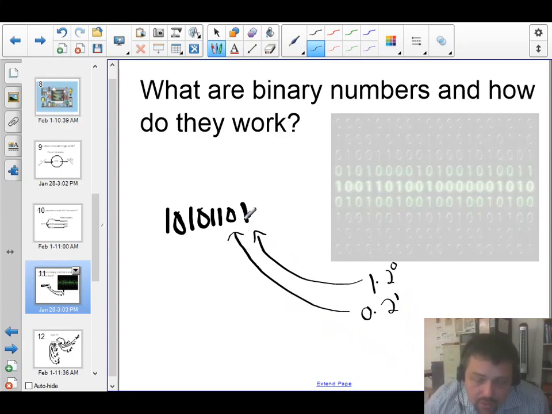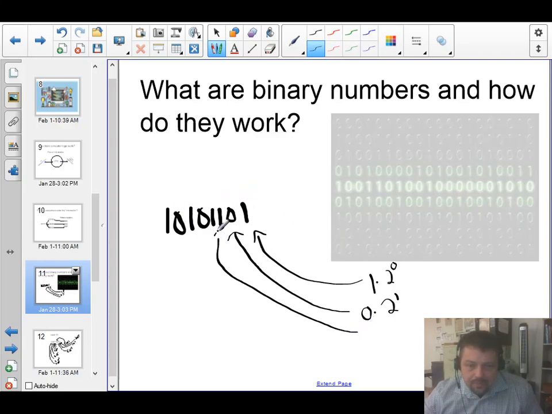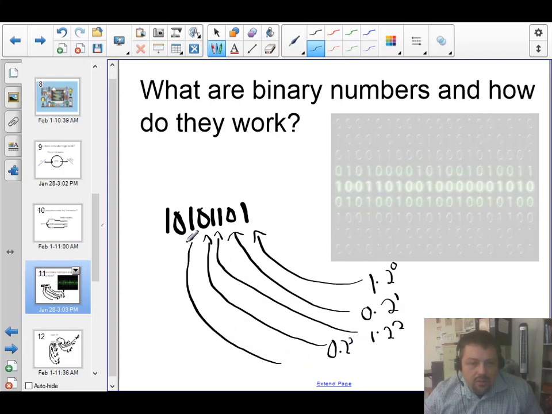Excuse me. And so this works, whatever is here times that power of 2. And this is the 0th power, the 1st, the 2nd, the 3rd, the 4th, the 5th, the 6th, and the 7th. We'll calculate this value using this. So that's 1 times 2 squared. And this next one, 0 times 2 to the 3rd. And this next one is 1 times 2 to the 4th.